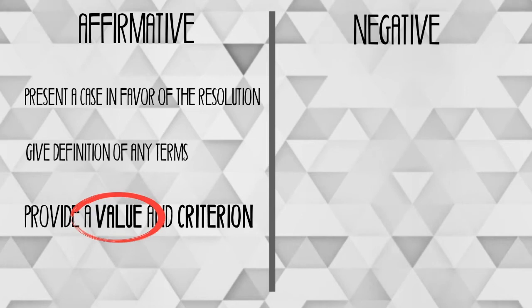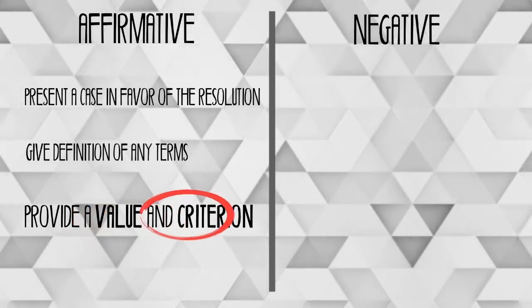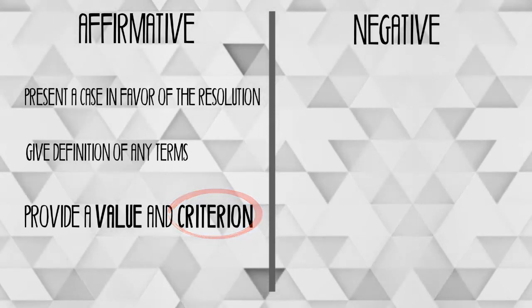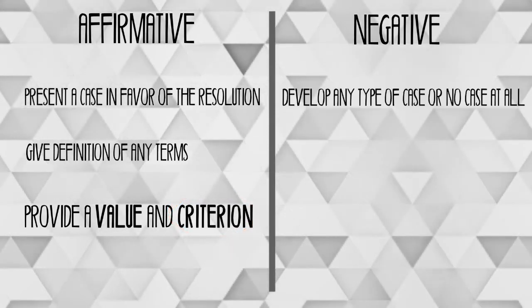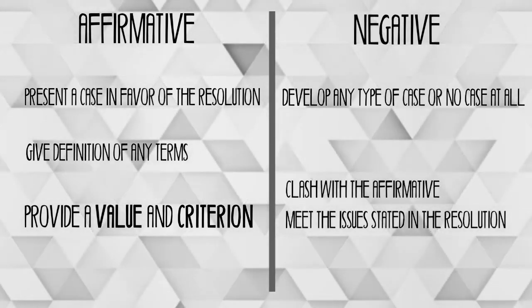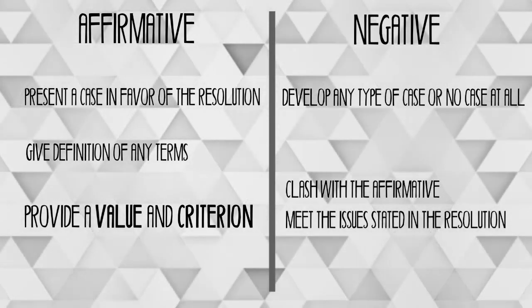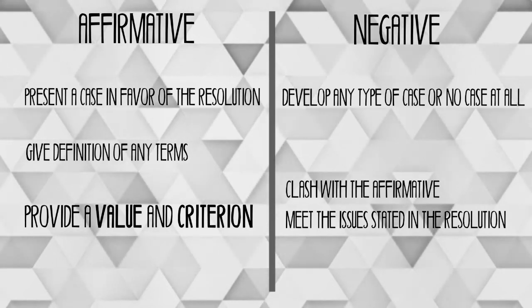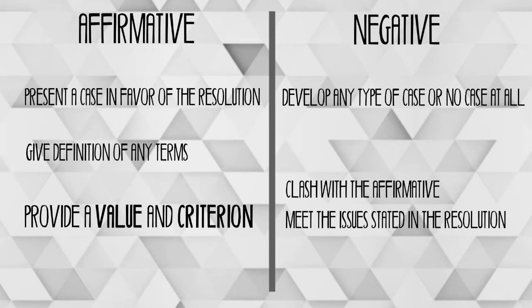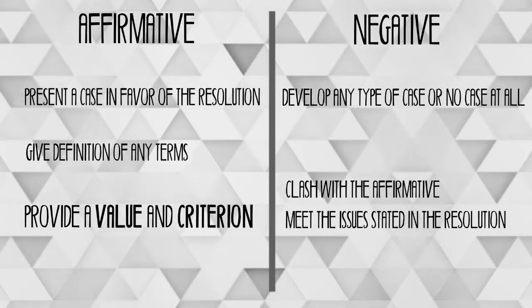Debaters should provide clear definitions for their values. A criterion helps to show that the value chosen is enhanced by the position the debater takes on the resolution. The negative is free to develop any type of case or no case at all, but must clash with the affirmative and meet the issues stated in the resolution. The better debater is the one who, on the whole, proves his or her side of the resolution more valid as a general principle. Students are encouraged to research topic-specific literature and applicable works of philosophy.